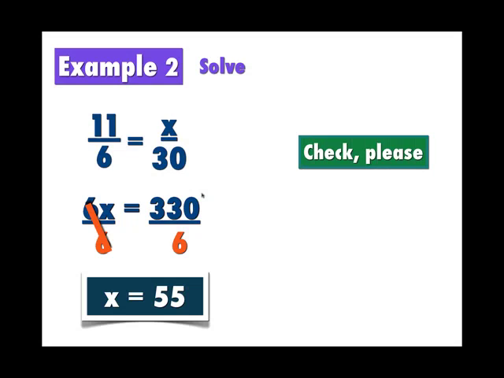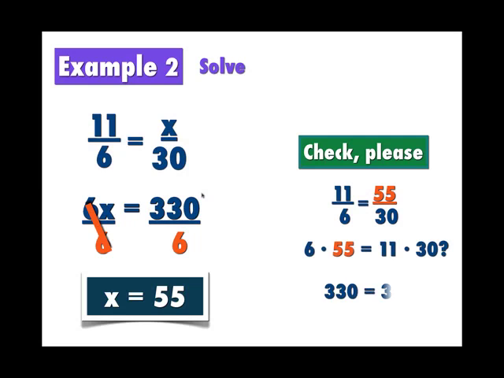We always check. So we put the number back into the original equation. We already know that 11 times 30 is 330. When we multiply 6 times 55, we get 330 also. So since the two products are equal to each other, these two ratios form a proportion.